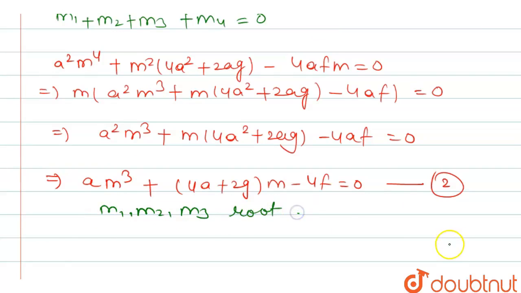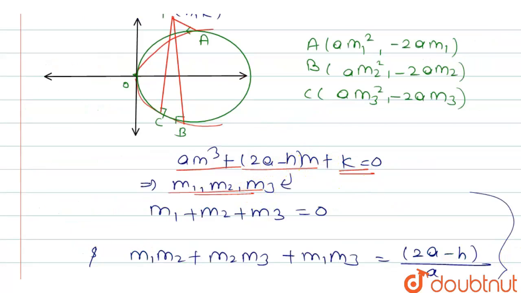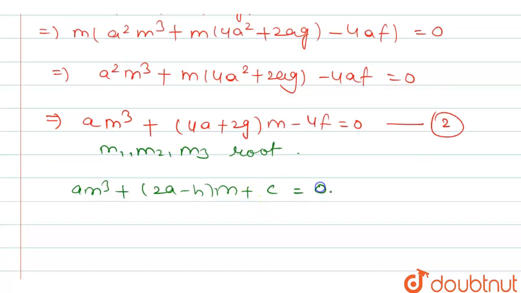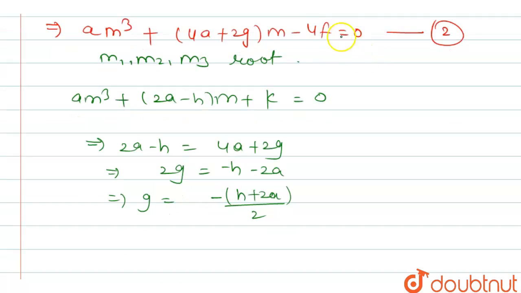So let us take m1, m2 and m3 also as roots of this equation. If m1, m2, m3 are roots of this equation, then earlier we assumed a m cube plus 2a minus h into m plus k equals 0. This one is our equation first. So by comparing corresponding coefficients, we get 2a minus h equals 4a plus 2g. By simplifying this, 2g equals minus h minus 2a, or g equals minus (h plus 2a) divided by 2. Again, by comparing corresponding coefficients, we get k equals minus 4f, so f equals minus k by 4.